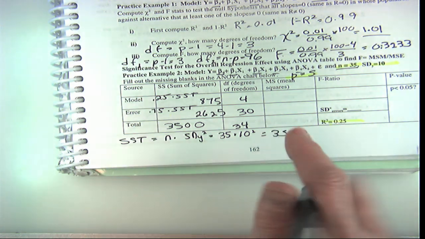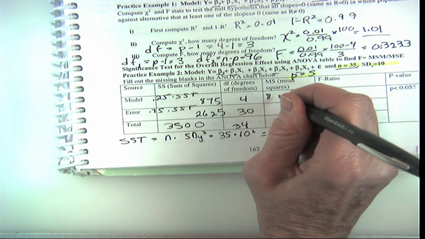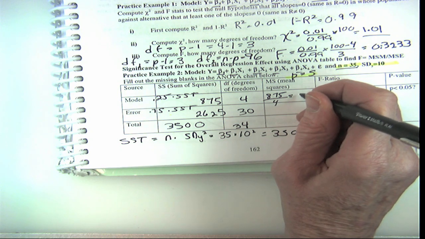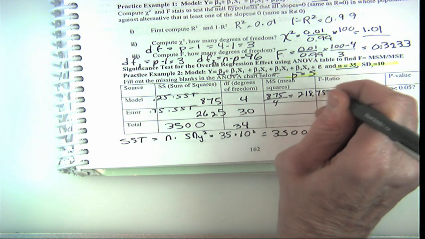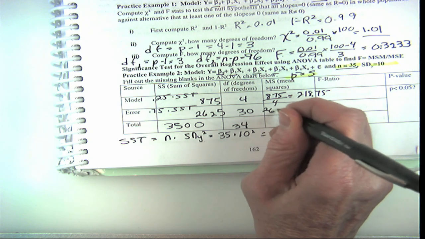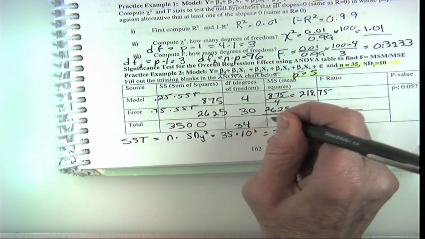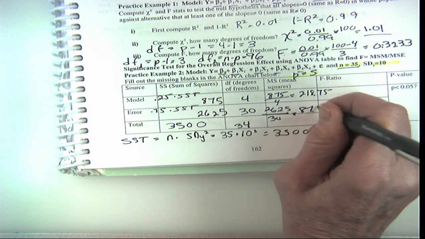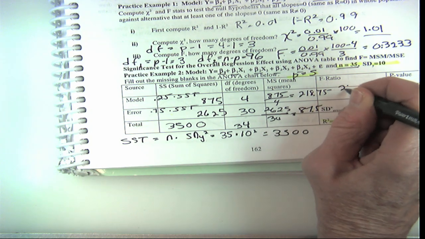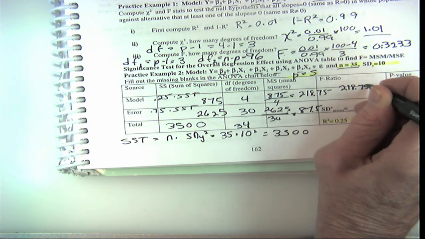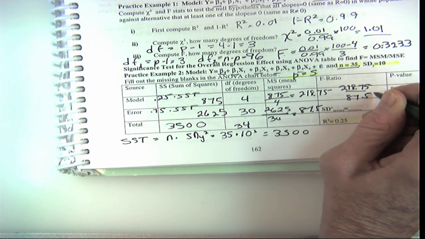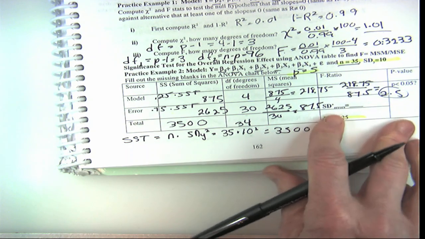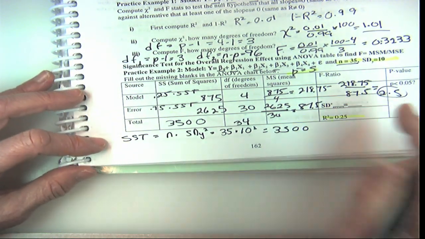And then we're just going to say, okay, 875 divided by 4, and I got 218.75, and here I have 2625 divided by 30, which is 87.5. And when you take the ratio of those two, you'll get your F statistic, 2.5. Okay.